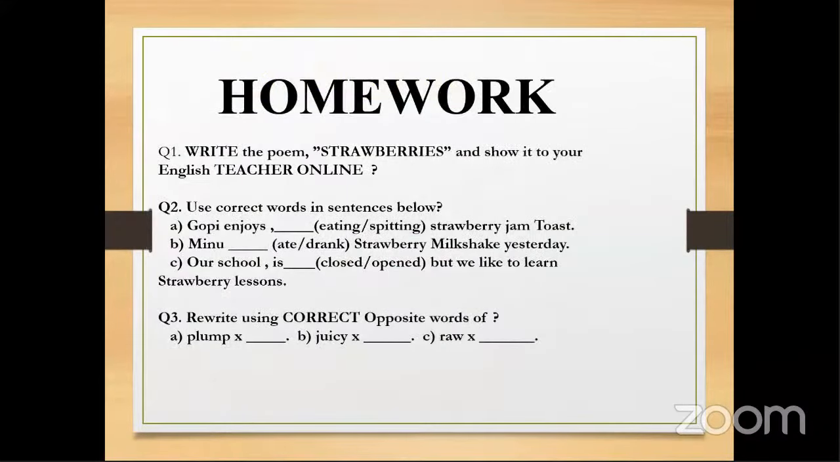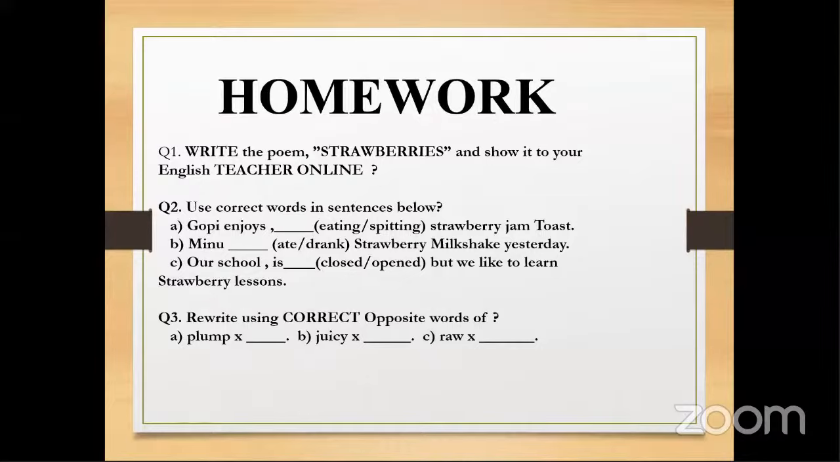Now I'm giving you a small homework. Question number one, you write the poem Strawberries and show it to your English teacher online when you have the class and in your WhatsApp group. Question number two is use the correct words in the sentences below. I will read the full sentence, but you have to say only the correct spelling word.